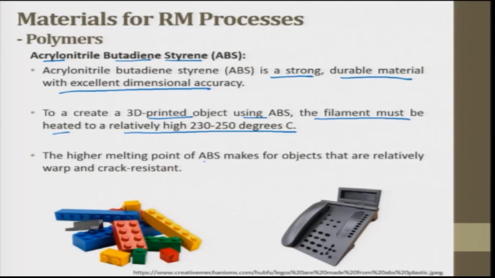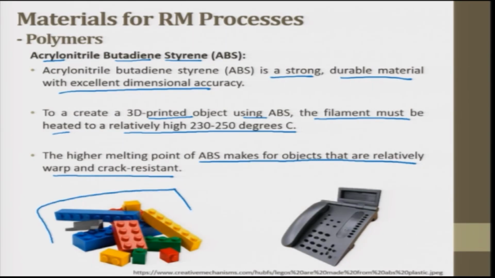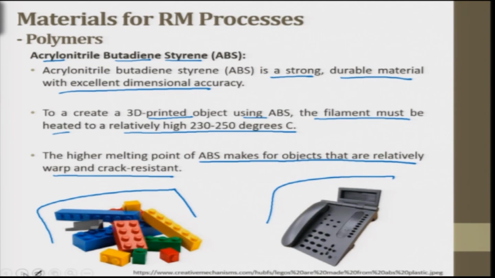So higher melting point ABS makes for objects that are relatively warp and crack resistant. These are the toys or the Legos which are made from ABS, and this is the casing. So this is specifically used in casings and toys, which makes ABS a very good choice for producing these products. ABS is also used in rapid tooling for creating concept models. Rapid tooling, as I said, is the tools that are used to make a mold for rapid manufacturing, and those are also developed using ABS, because the strength of ABS is higher than the other polymers that we are discussing, PLA and PVA. So this is acrylonitrile butadiene styrene, that is ABS.